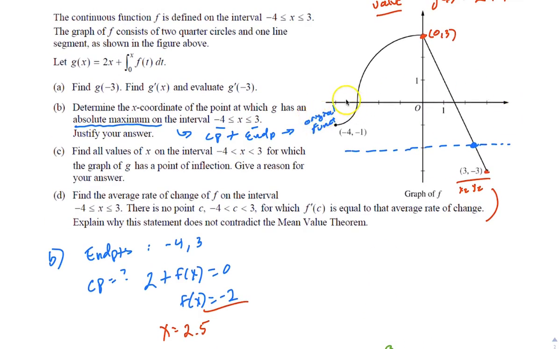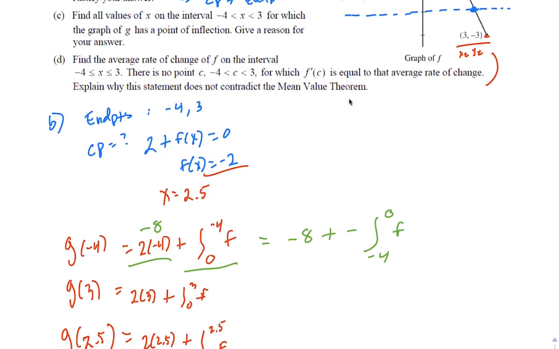So the area from here to there, these two. Those are both quarter circles. This is a quarter circle with a radius of 1. This is a quarter circle with a radius of 3. So this right here is going to be negative 8 plus the negative version of those two quarter circles. So 1/4 pi r squared.